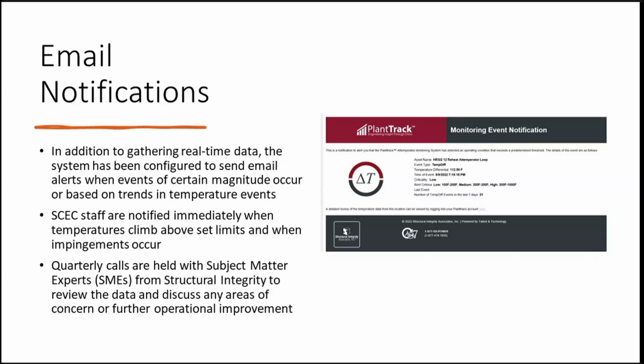As you can see on this one, we have HRSG 12 reheat attemperator loop. What's the event? There's a temperature differential. How much? 112 degrees. So it's a low criticality. Then it also provides a count if you cycle a lot like our site does. In the last 7 days, how many temperature differential events have we had? In this case, we've only had one. So is it a one-off, or is this something we need to dig into more?